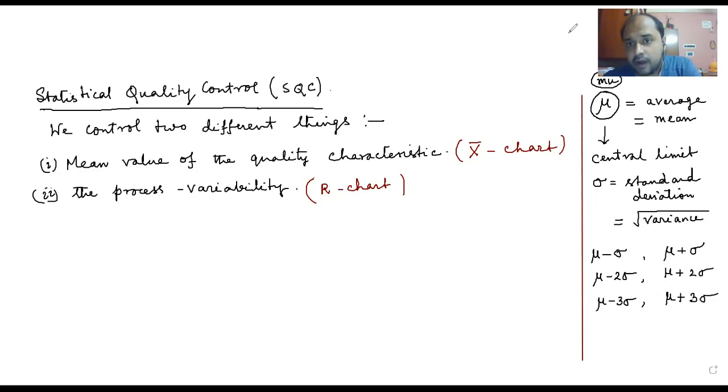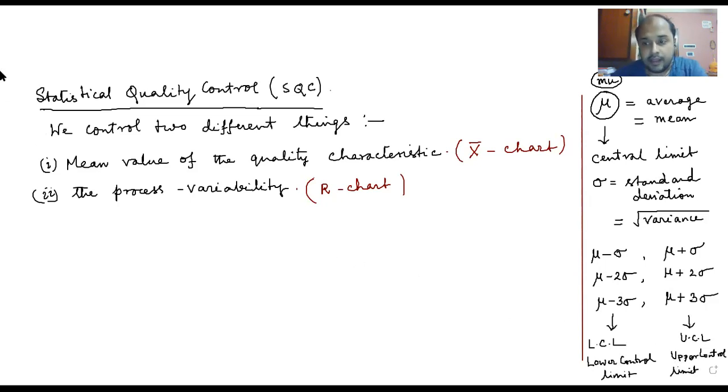Now, also I discussed in the last class that these quantities mu minus sigma, mu minus 2 sigma, mu minus 3 sigma are actually called LCL, or lower control limit. And these quantities are called UCL, upper control limit. These things we discussed in the last class.